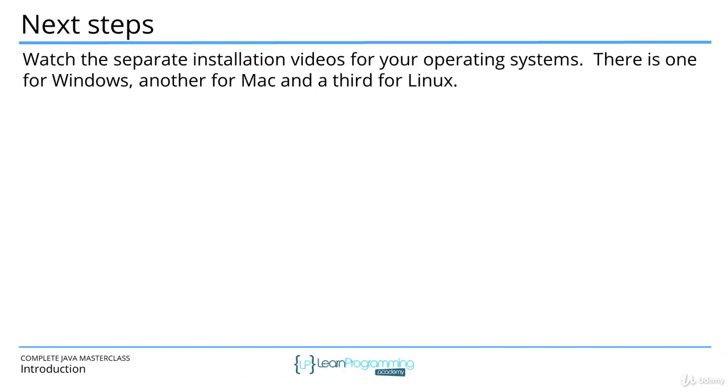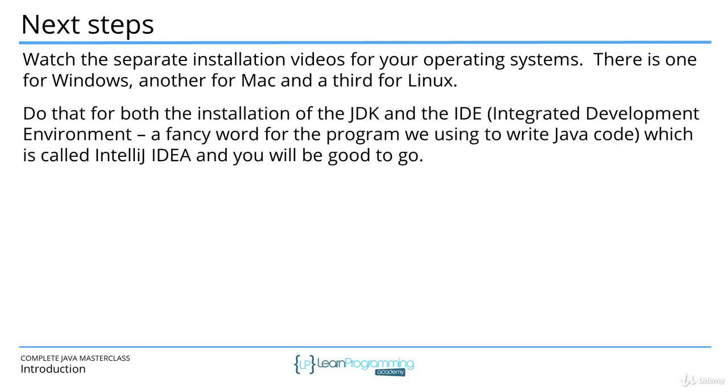So it's now time to move on. Your next step is to watch the separate installation videos for your operating system. Now there's one for Windows, another for Mac, and a third for Linux. And you want to do that for both the installation of the Java Development Kit, the JDK, as well as the IDE. And in case you're wondering, IDE stands for Integrated Development Environment, which is really just a fancy word for the program we're going to be using to write Java code in this course, and that's IntelliJ IDEA. So once you do that with both of those installations, follow along, you'll be good to go and be able to start writing some Java code.